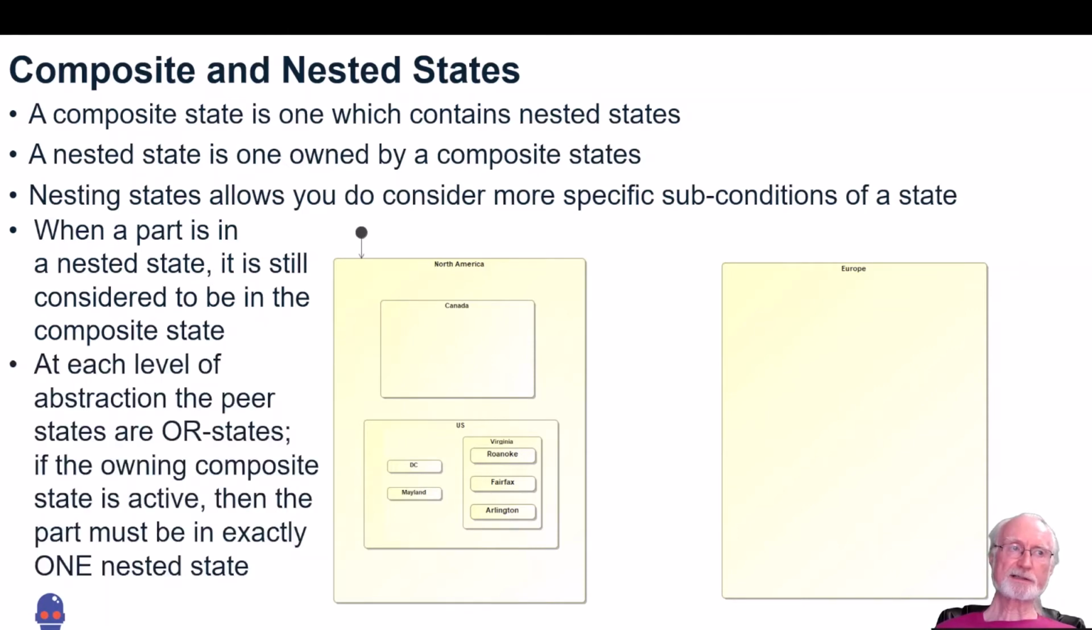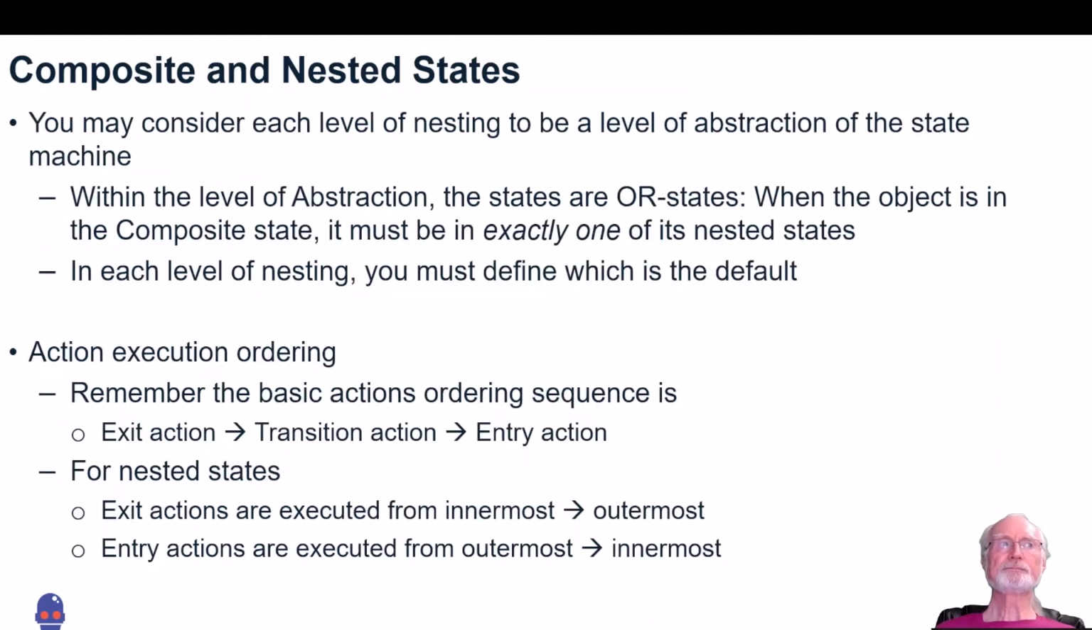Within a state context, such as U.S., those states, DC, Maryland, and Virginia, are considered to be OR states. It must be in exactly one of those states. You can consider nesting states to be different levels of abstraction on your state machine. Within the level of abstraction, you have a set of OR states, and the object must be in exactly one of those states, provided that it is in the composite state. At each level of abstraction, you must identify the default state, unless there's only one such state. If there's at least two, you must identify which of those is the default state.